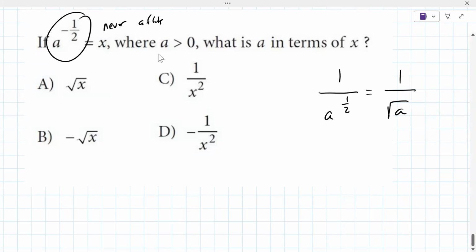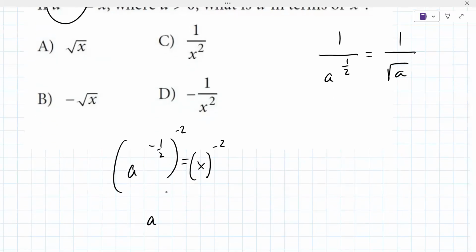Now we're solving for x. So how do we do that? Well, we have to undo this exponent over here. And you can undo it with the power of -2 on both sides. -2 times -1/2 is 1, a to the power of 1. X to the -2 is 1 over x squared. The property is x to the minus n equals 1 over x to the n.